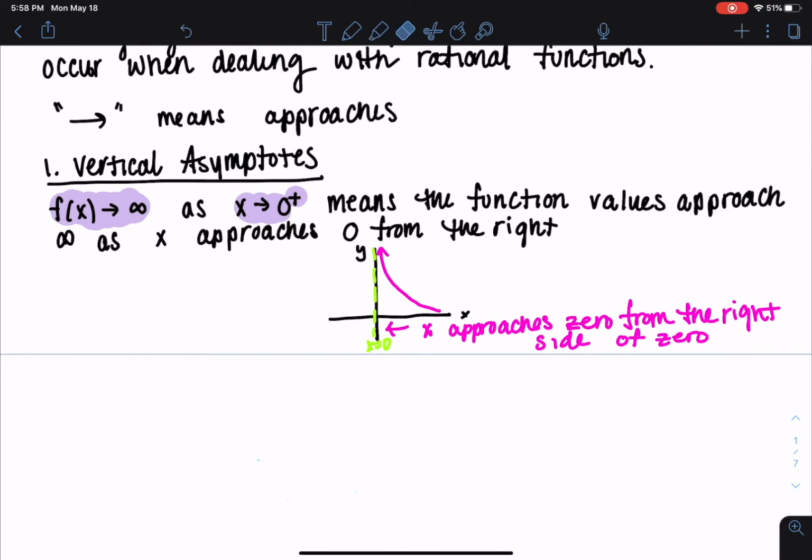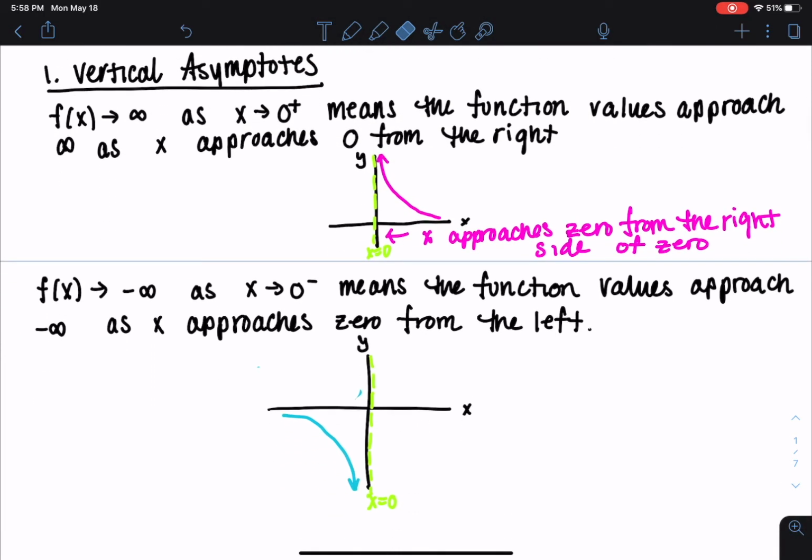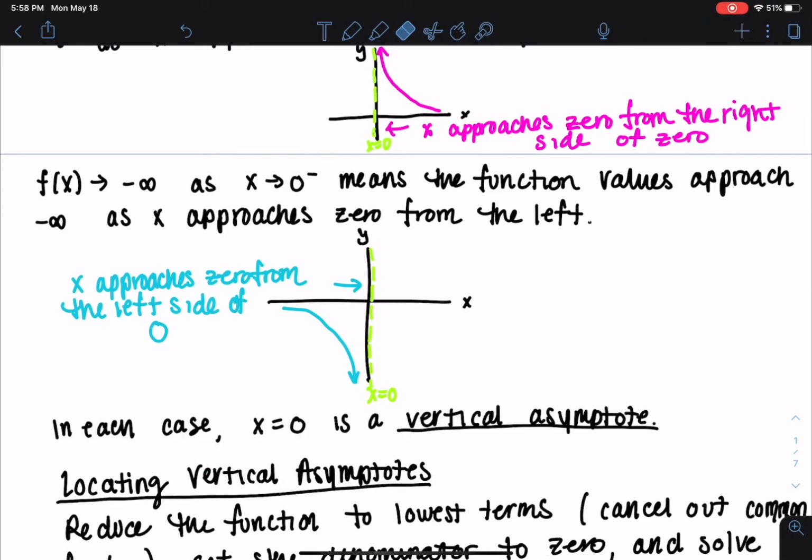If I think of a different statement that's slightly similar, f of x approaches negative infinity as x approaches 0 from the minus side, and this means from the left. Okay? So the positive means right because you think of it as the positive side of 0. The negative means from the left. So in this case, if we want a graph that satisfies this, as you come in from the left-hand side of 0, the y values are going down and approaching negative infinity. Okay? So in each case, x equals 0 is going to be a vertical asymptote.